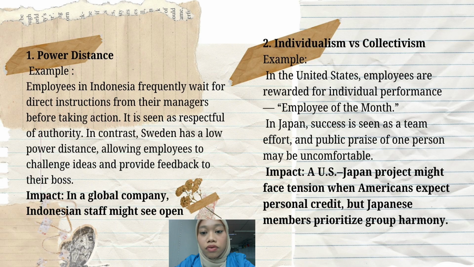Number two, individualism versus collectivism. The example is that in the United States, employees are rewarded for individual performance, like Employee of the Month. But in Japan, success is seen as a team effort, and public praise of one person may be uncomfortable. So the impact is that a Japan project might face tension when Americans expect personal credit, but Japanese members prioritize group harmony.